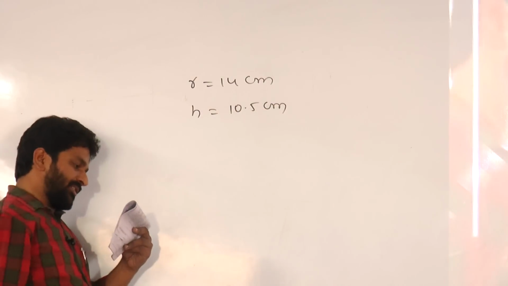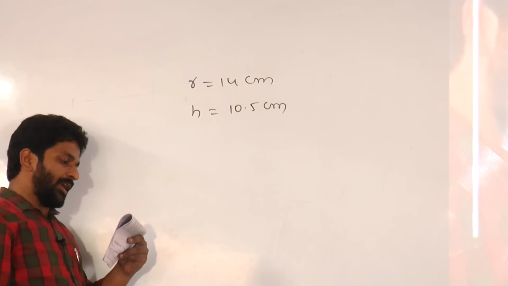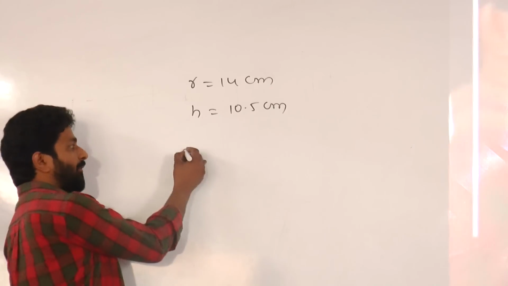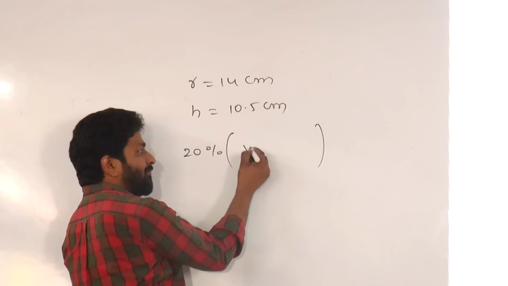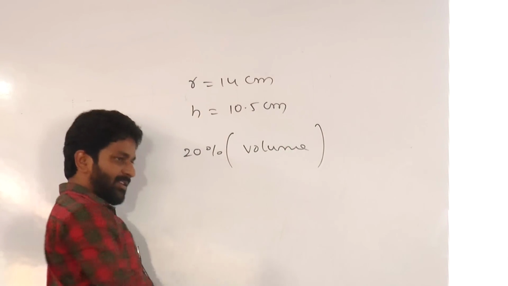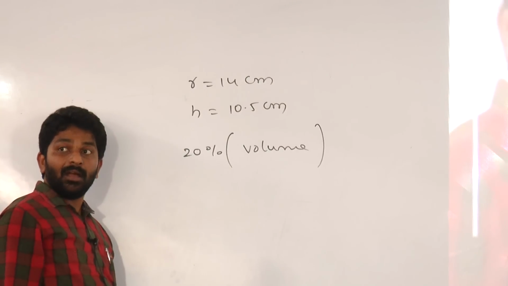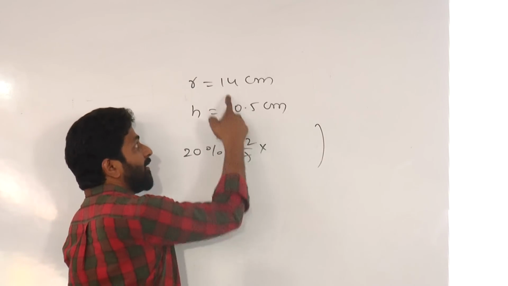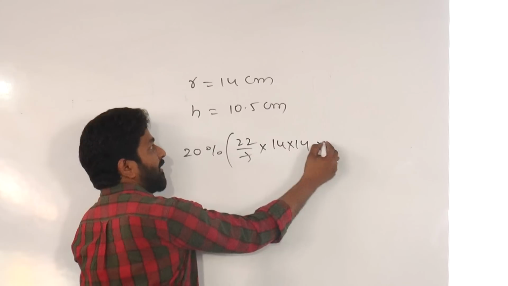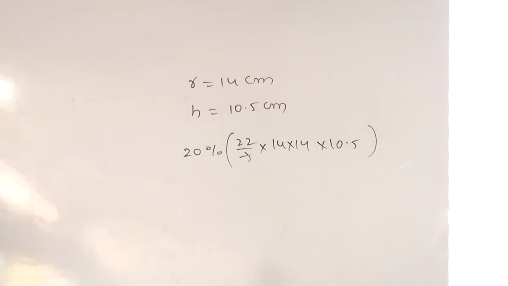And now it is given that it is already 80% full. How many cubic centimeters of water need to be added to make it completely full? To make it completely full, you need to add 20% of the volume. Yes or no? So you need to calculate volume and then 20% of it. Right? Volume formula: pi r square h. You have pi r square h, and then this is total volume, and then you need to calculate only 20%. Is that okay? Right.